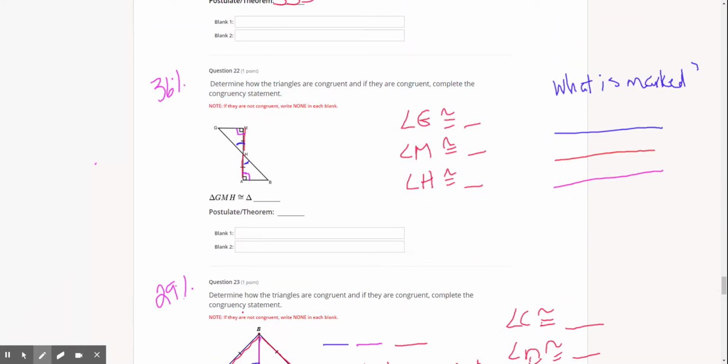These are all going to be on the test today, just matching without this key. So you don't have to worry about this on the test today. You just have to be able to identify what's marked. So what's marked in the next triangle? What did I mark in blue?